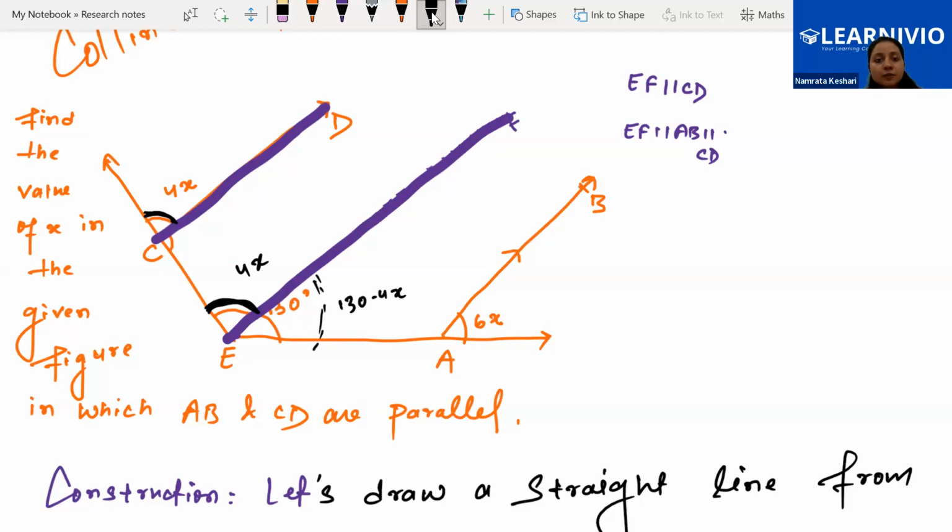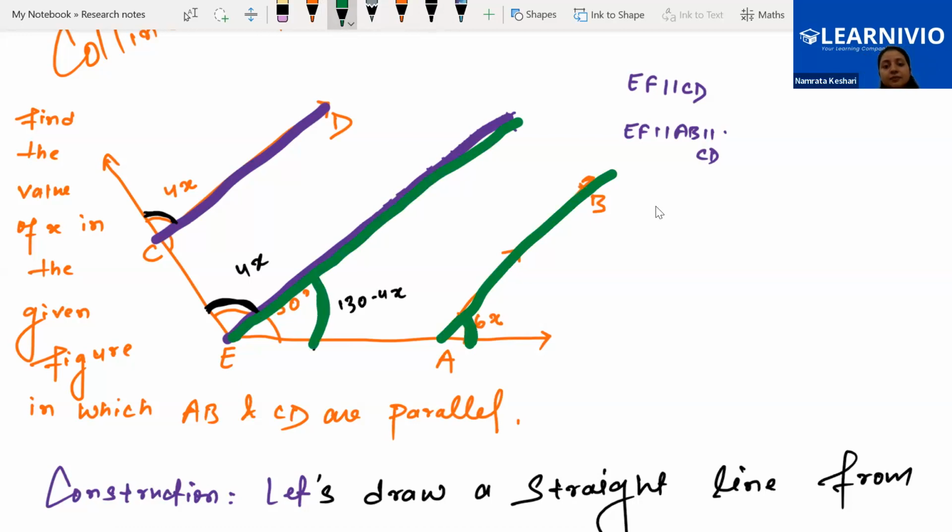Yes, ma'am. Total is 130. Then if you are saying the upward portion is 4x due to the parallel line concept, then the remaining will be 130 minus 4x. Everyone getting it? Yes, ma'am. And if you are getting it, then you will be able to analyze that now we also know that this one is parallel to this one. So this angle and this angle are again, tell me, both the green angles are corresponding. Again corresponding angles. Check it.